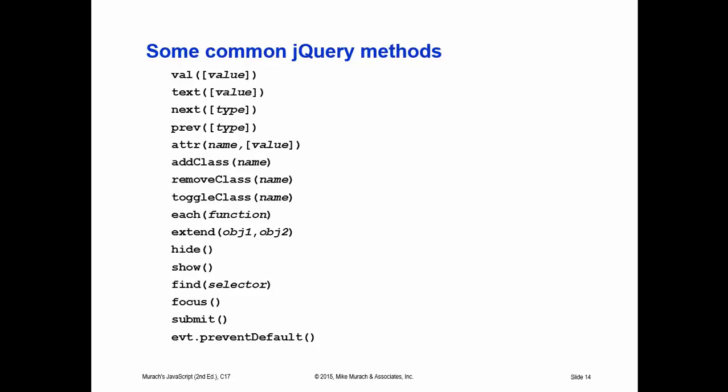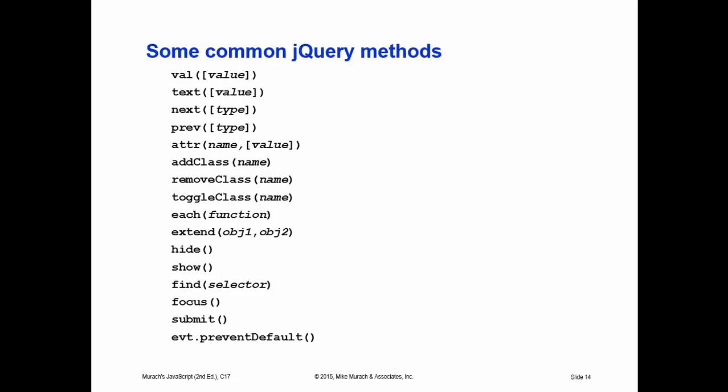Add class adds one or more classes to selected elements, and remove class removes one or more classes. Toggle class: if it's present, remove it; if it's not present, add it. Each is kind of like a for each. In other words, it runs a function for each element in an array. Extend allows you to merge the contents of two or more objects into the first object.